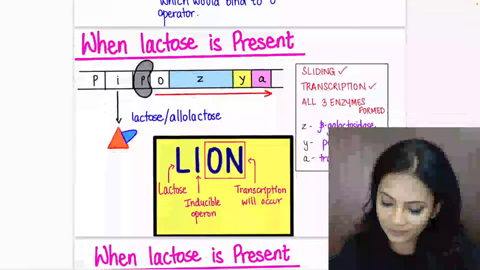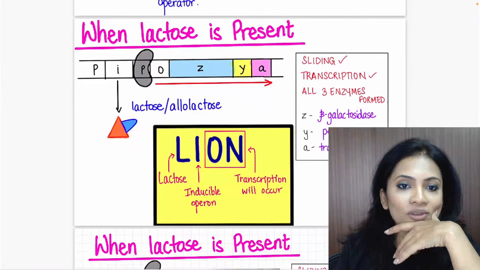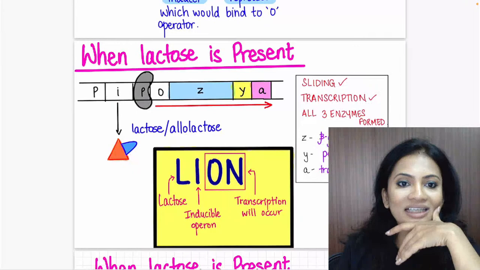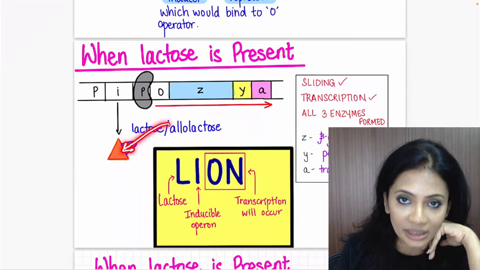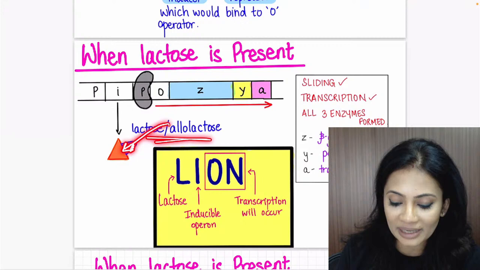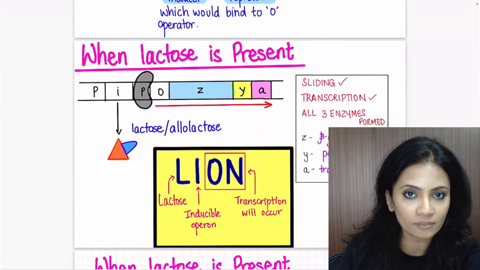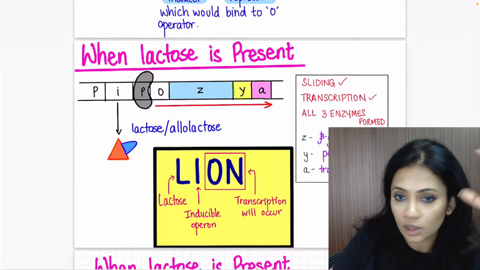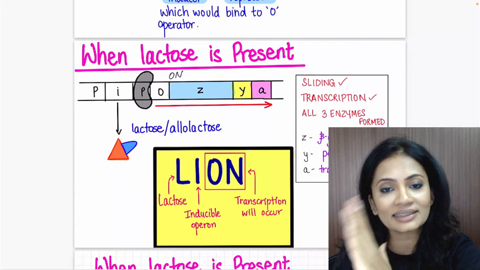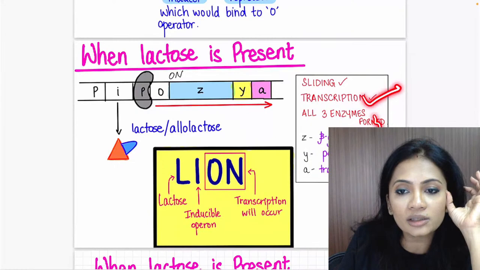So, when lactose is present, what will happen? Lactose will bind to the regulatory protein. Lactose behaves as an inducer. It makes the whole operon an inducible operon. So, is the operator blocked? No. The operator is on, so the enzyme can slide. When the enzyme can slide, transcription will happen and all three enzymes are formed.